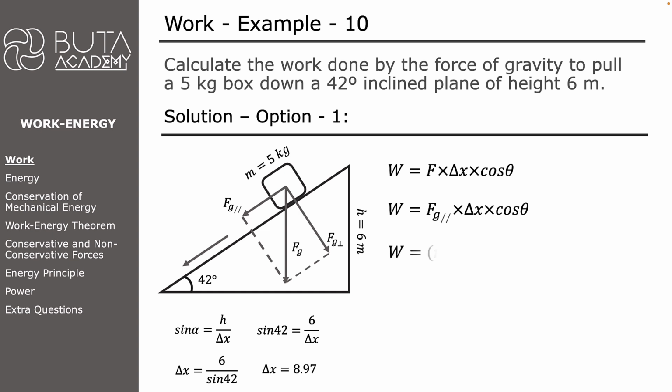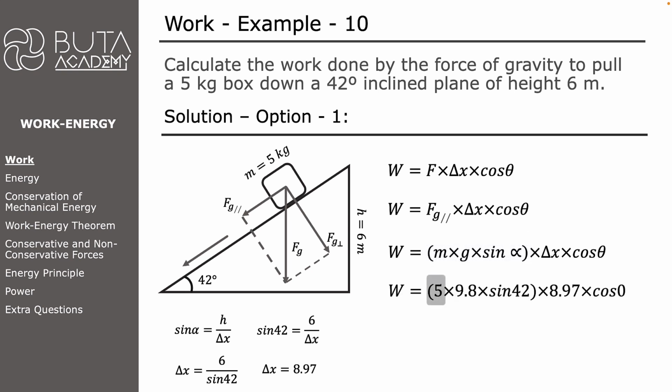FG parallel can be written as mass times gravitational acceleration times sine of angle of incline. Mass of the object is 5 kilograms. Gravitational acceleration is 9.8 meters per second squared. Angle of incline is 42 degrees. Displacement is 8.97 meters, and the angle between FG parallel and the displacement is 0 degrees.